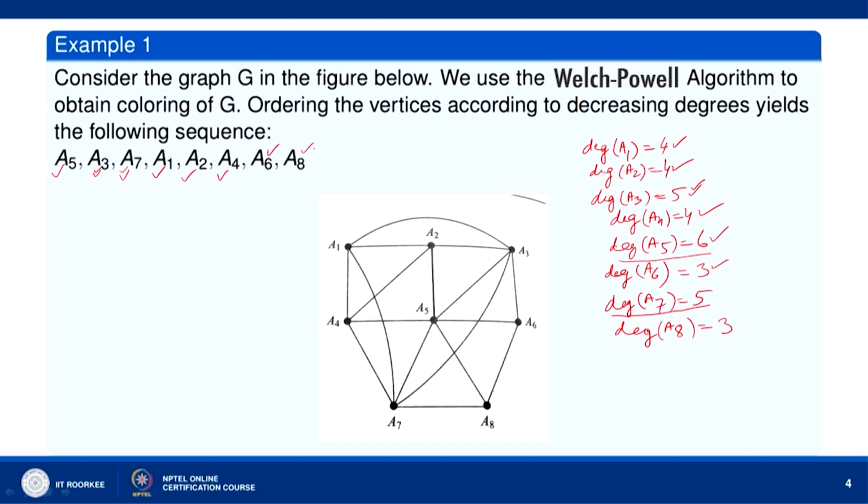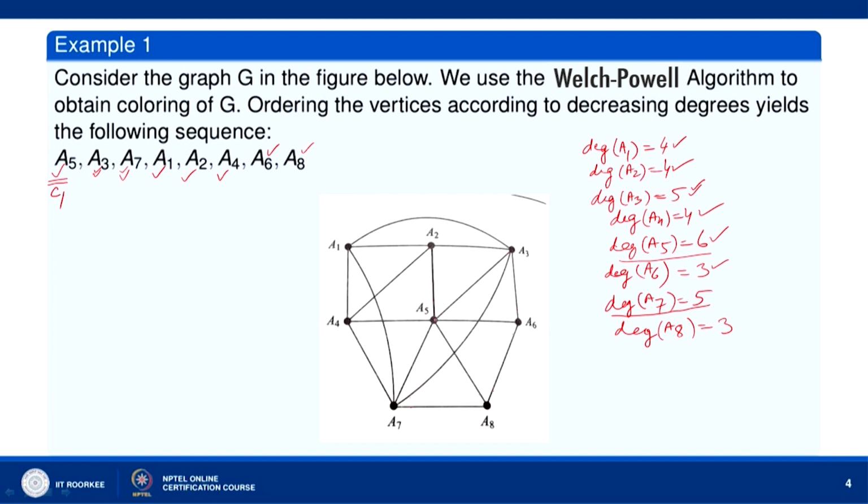Now, let us see how we shall assign the colors to these vertices. We have arranged these vertices in the order of decreasing degrees. Then we start with the first vertex A5. We assign color C1 to A5. Then A5 is adjacent to A3, so we leave it.